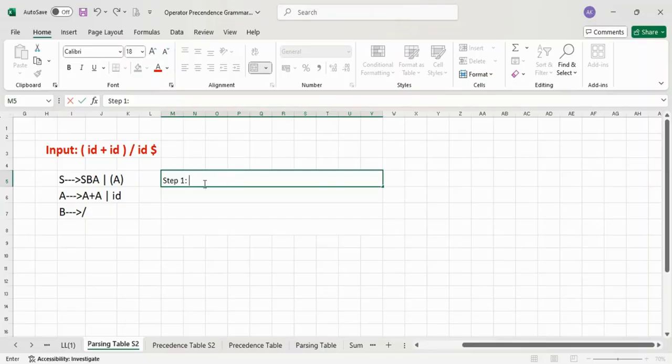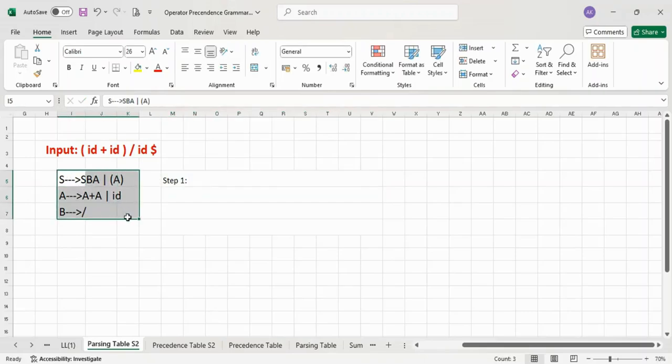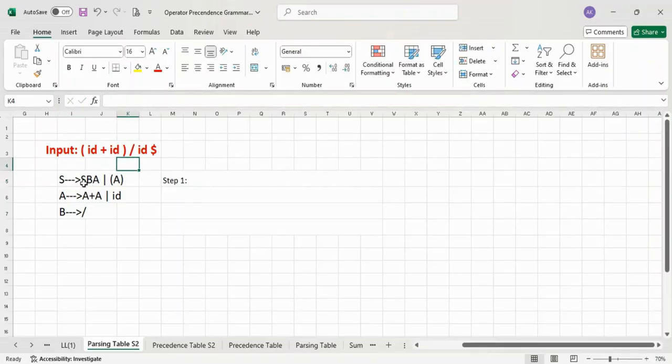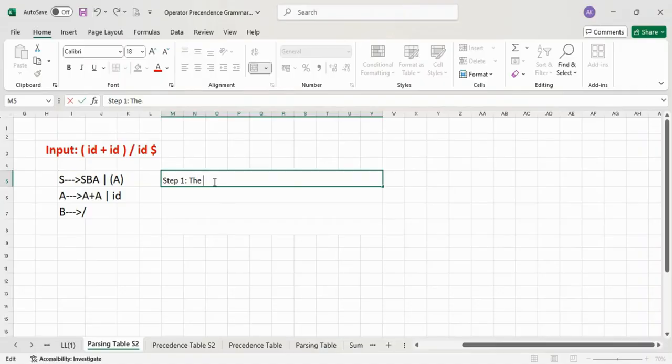Just to revise, the rules for operator grammar is, first, there should not be any epsilon production on the right hand side of the arrow. So if you observe, there is no epsilon production on the right hand side of the arrow. The second rule is no two capital letters should be beside each other. So if you observe, there are two capital letters which are beside each other. So the given grammar is not an operator grammar.